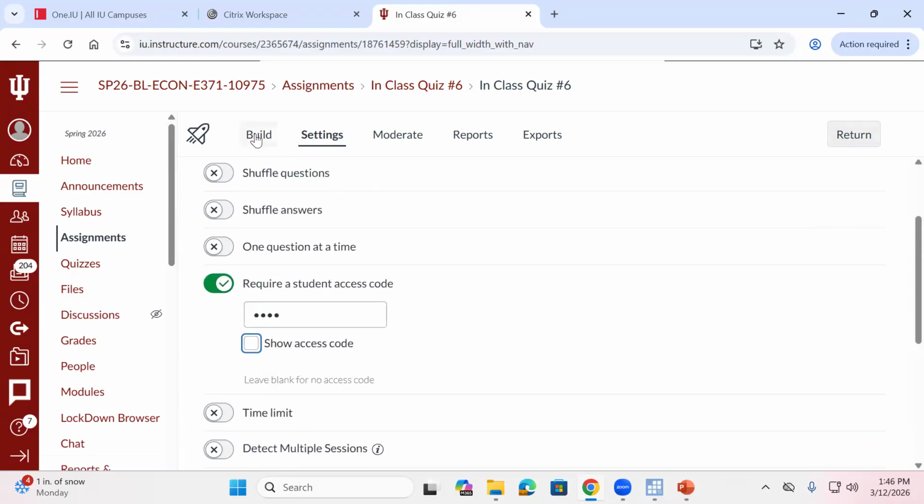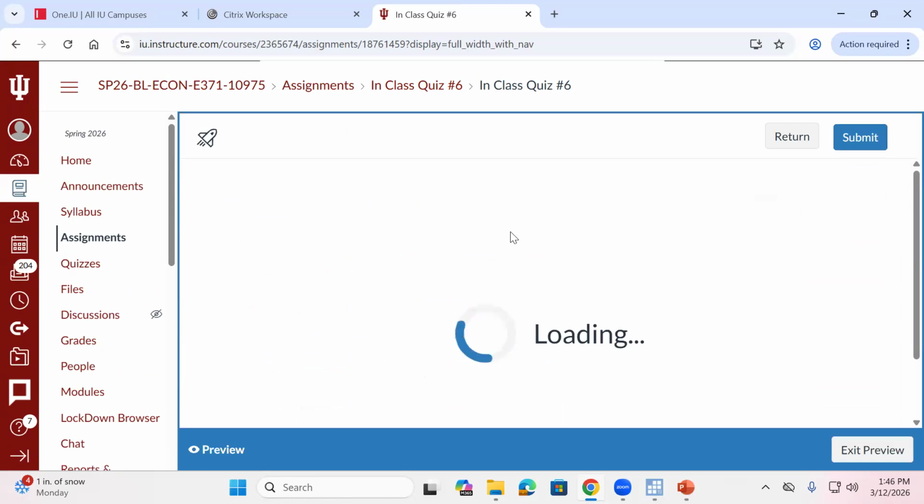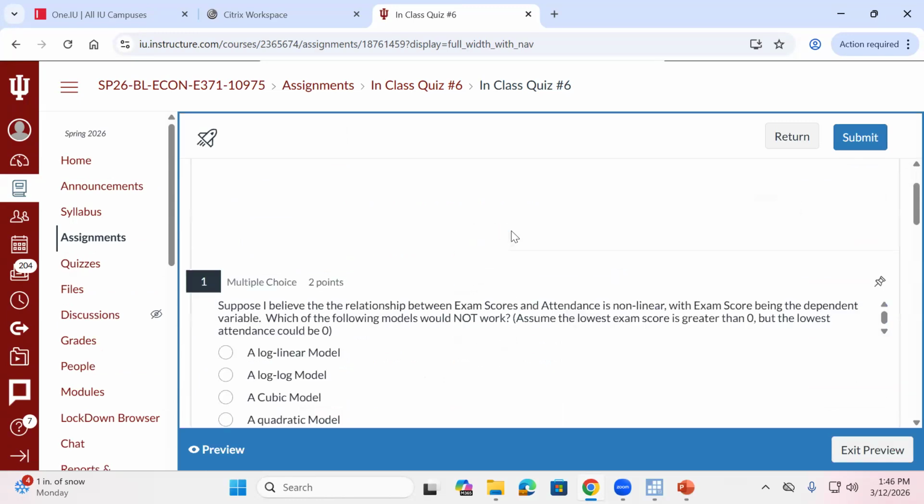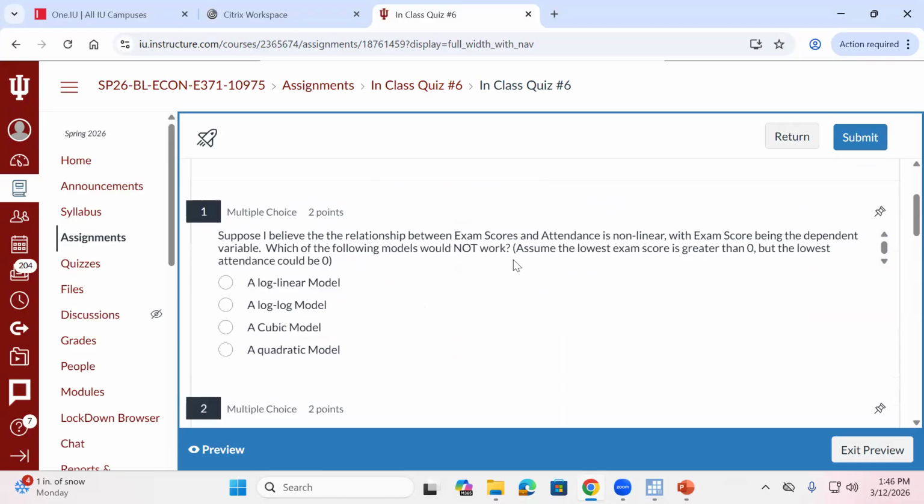We'll then take a look at what these questions look like. I'll run through them quick here. So this should be a pretty easy concept check. If I have exam scores and attendance and I think it's a nonlinear relationship, and I have the exam score being the dependent variable, my y variable, which of the models can I not use? Assume that the lowest exam score is above 0 and the lowest attendance score could be 0. So if I could see that someone has attended 0 classes, that's a possibility, and that's my x variable. Which model here could I not use?